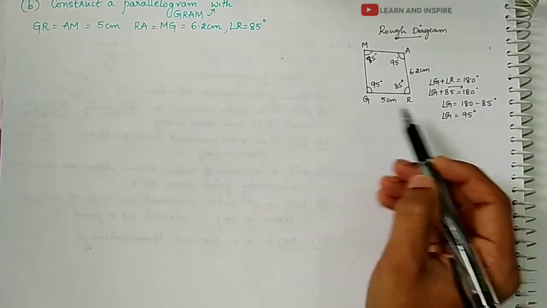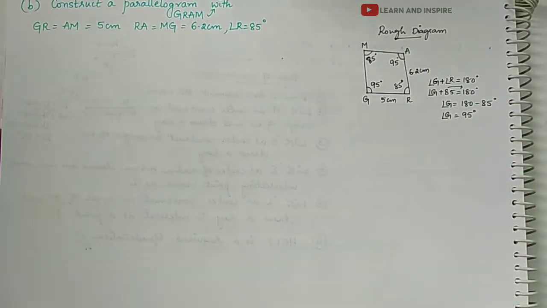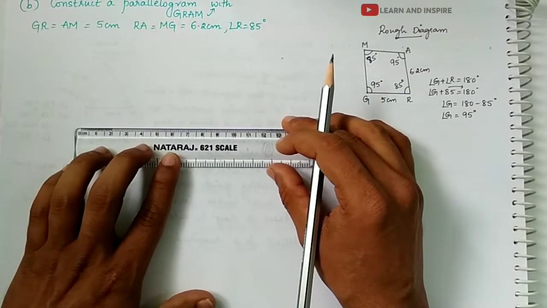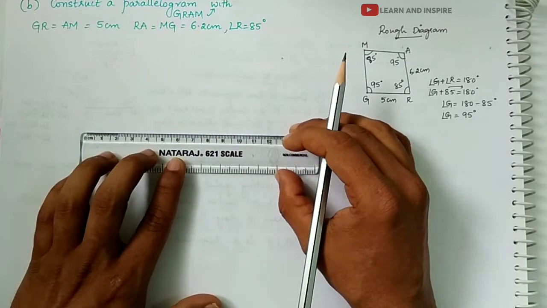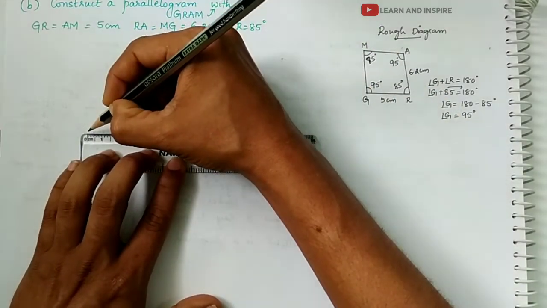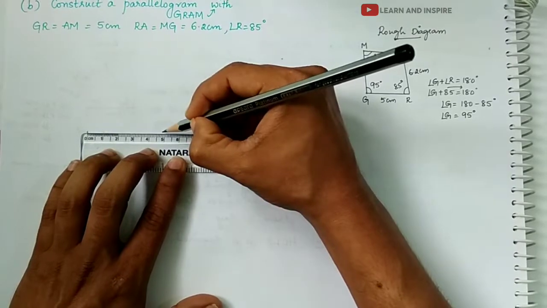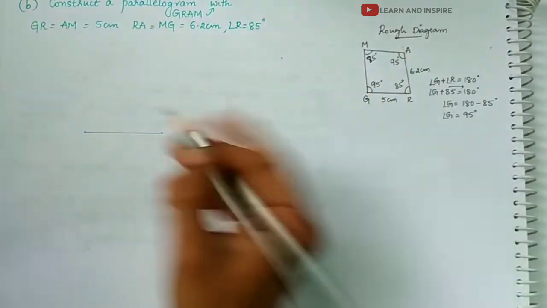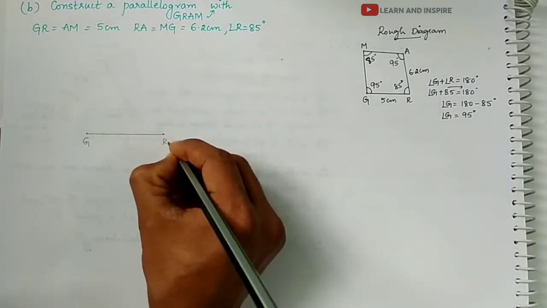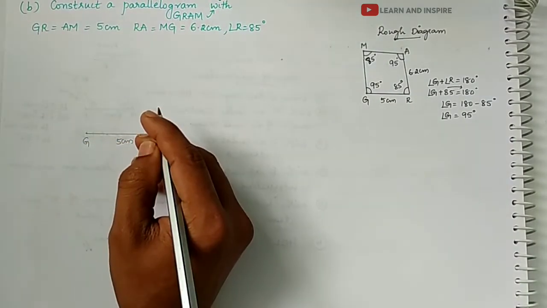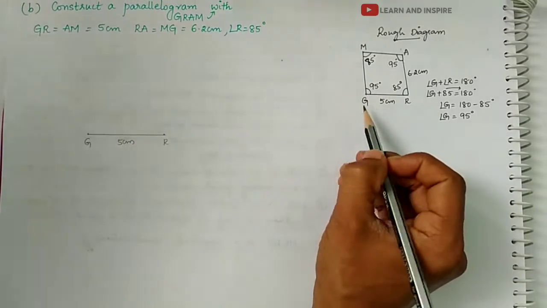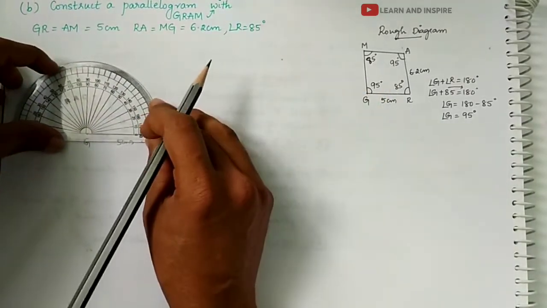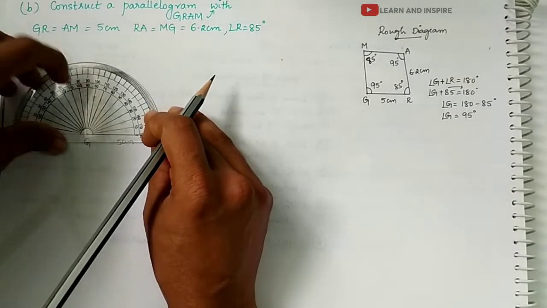So what is the first step? GR equals 5 centimeters. So first draw a line segment GR equals 5 centimeters. So this is step 1. And what is step 2? With G as center, construct an angle of 95 degrees. So with G as center, construct an angle of 90 degrees.